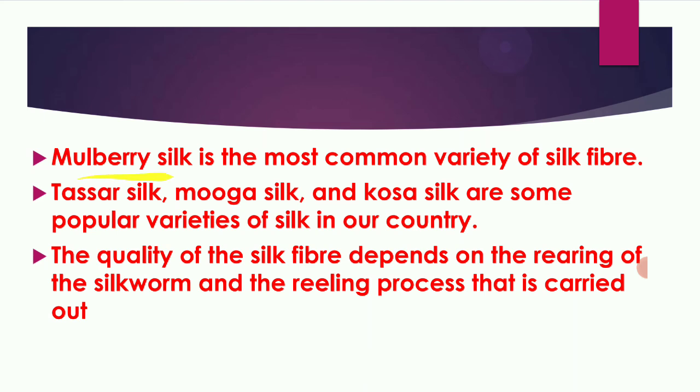Next, mulberry silk is the most common variety of silk fiber. We have other silks also. Mulberry silk is one of them. Tussar silk, Muga silk, Kosa silk are some of the popular varieties of silk in our country. The quality of the silk fiber depends upon the rearing of the silk worm and the reeling process that is carried out.